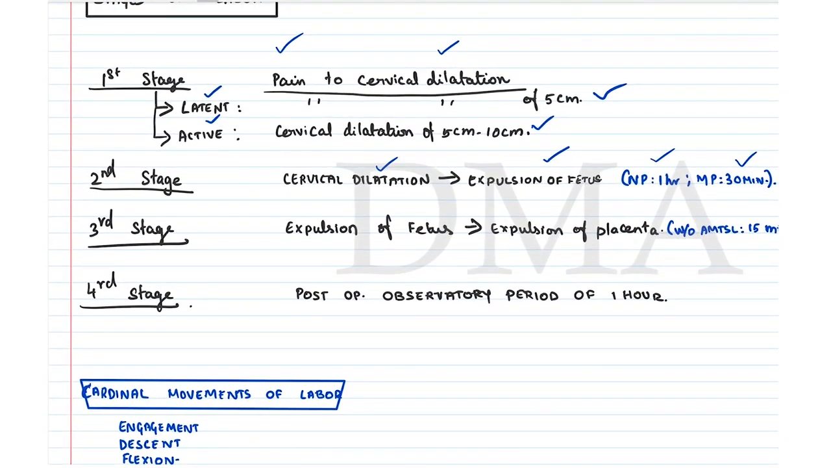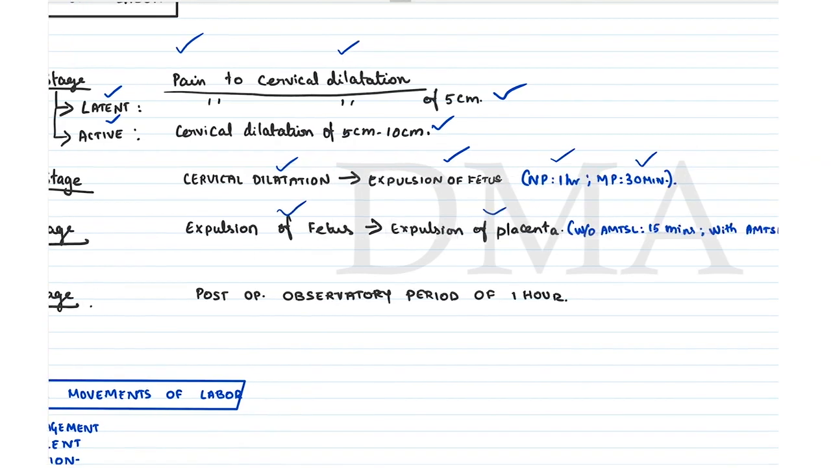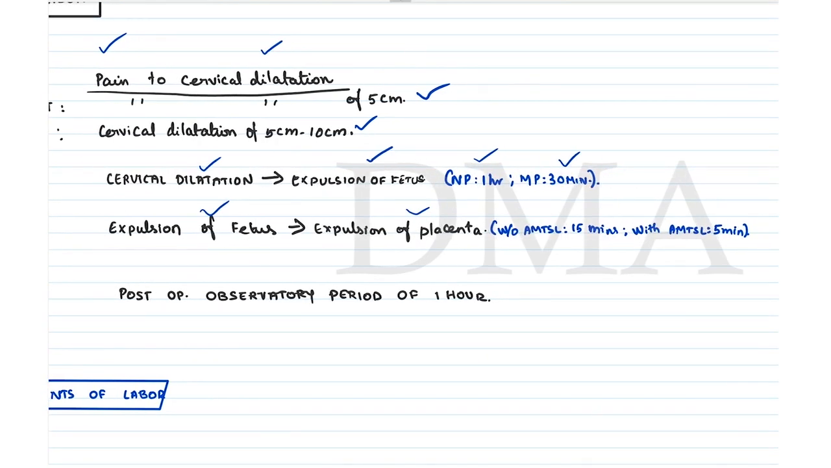And in the case of the third stage, expulsion of fetus to expulsion of placenta, without active management of third stage of labor, it is 15 minutes. With the active management of third stage of labor, it is 5 minutes.